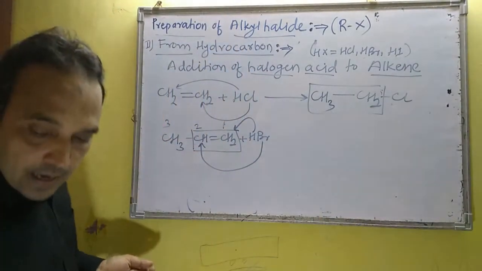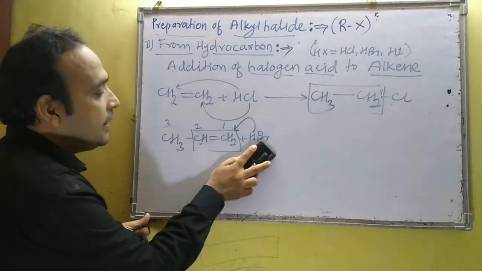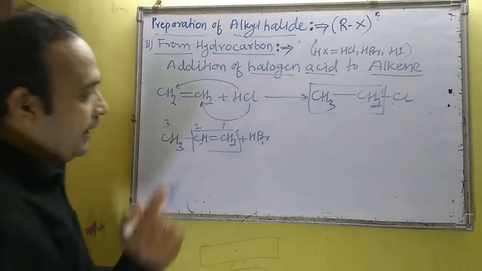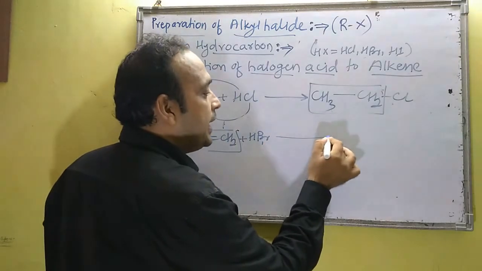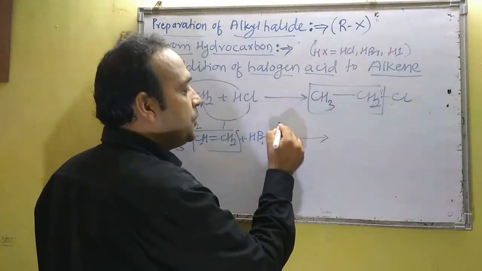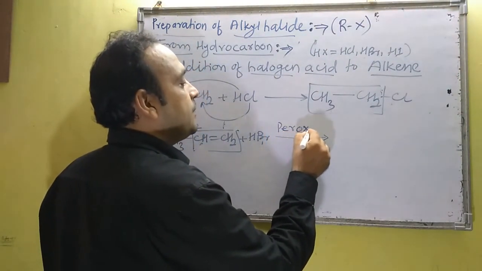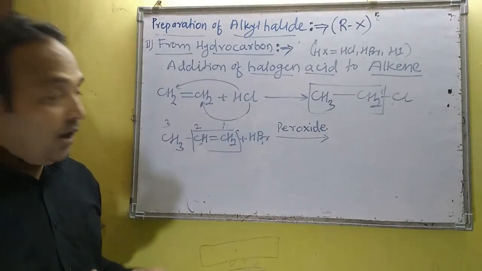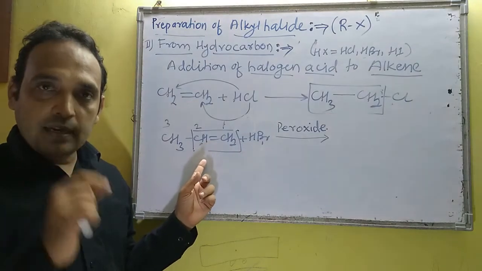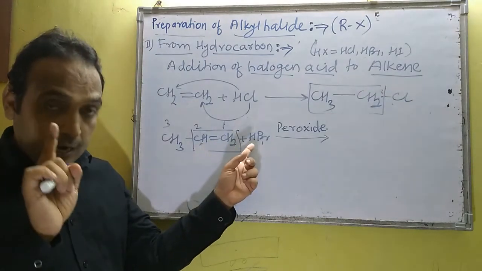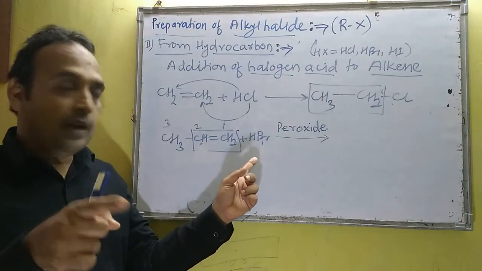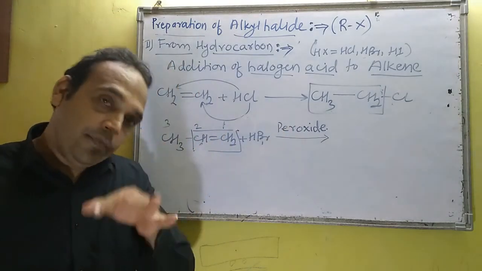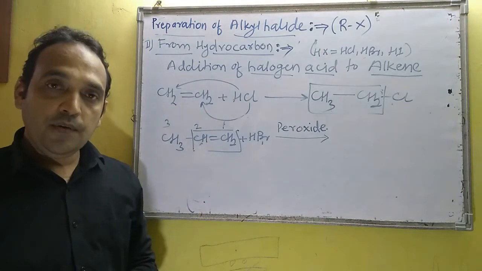Here prop-1-ene reacts with hydrogen halides, and the condition given to you is peroxide. Now this is your unsymmetrical alkene, reacting with hydrogen bromide, HBr, in presence of peroxide. Can I use Markovnikov rule here?